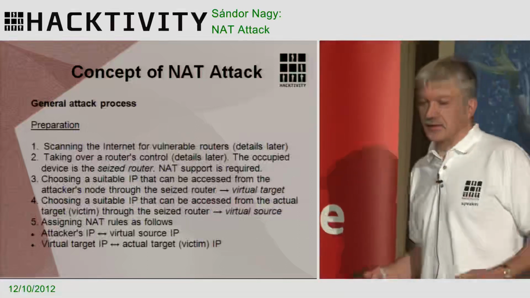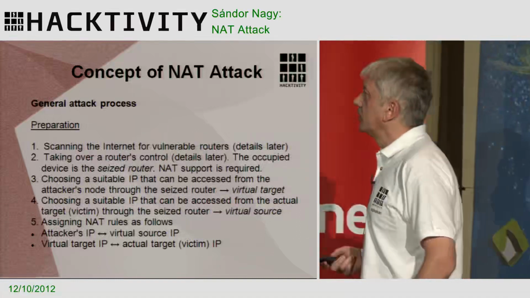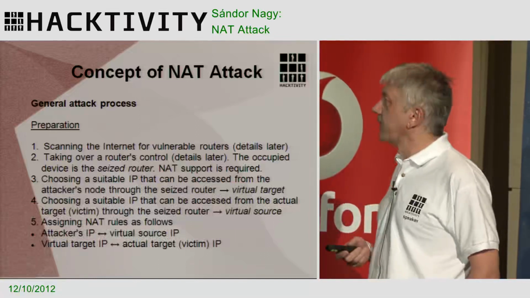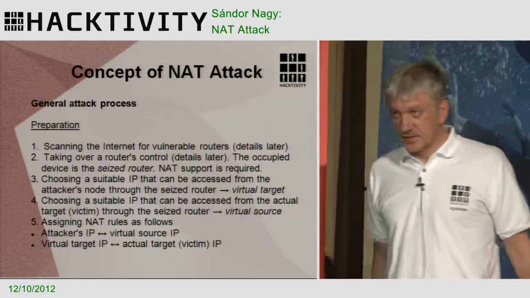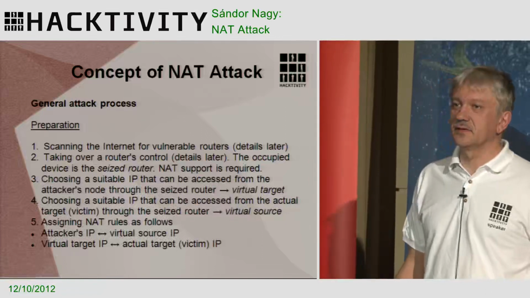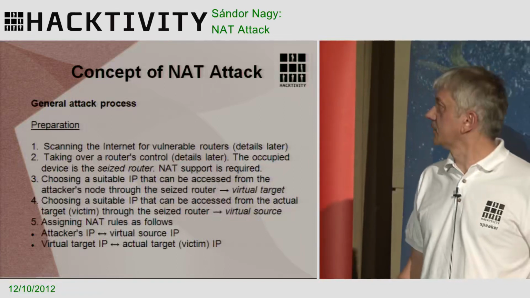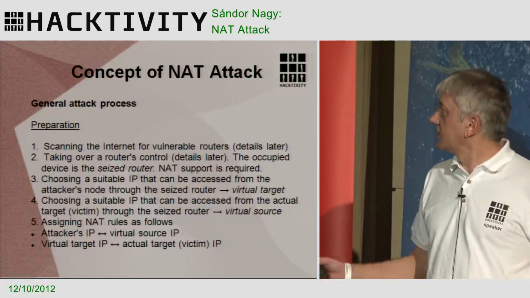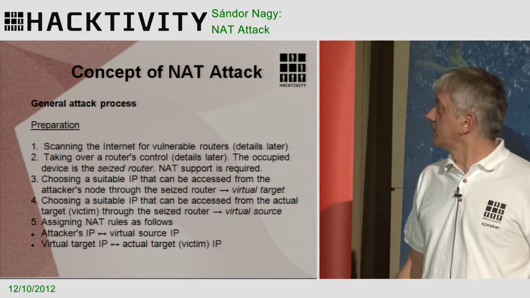So these are the actors, and let's have a look at what preparation is needed to implement this attack. First of all, we need a vulnerable router. So the attacker scans the internet to find vulnerable routers somewhere. It doesn't really matter where this router is. The attacker just needs one. How it can be done will be covered in more detail in the second part of the presentation.